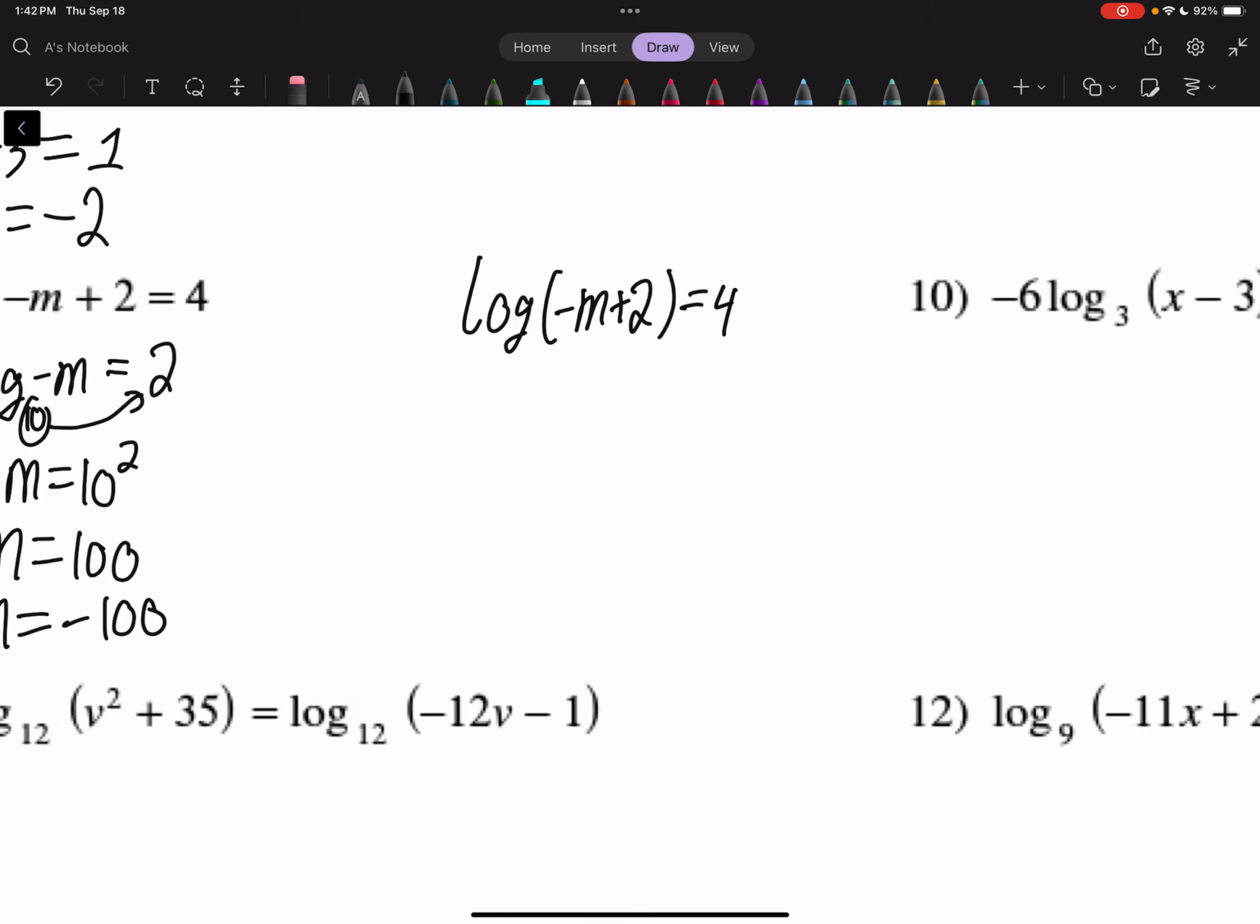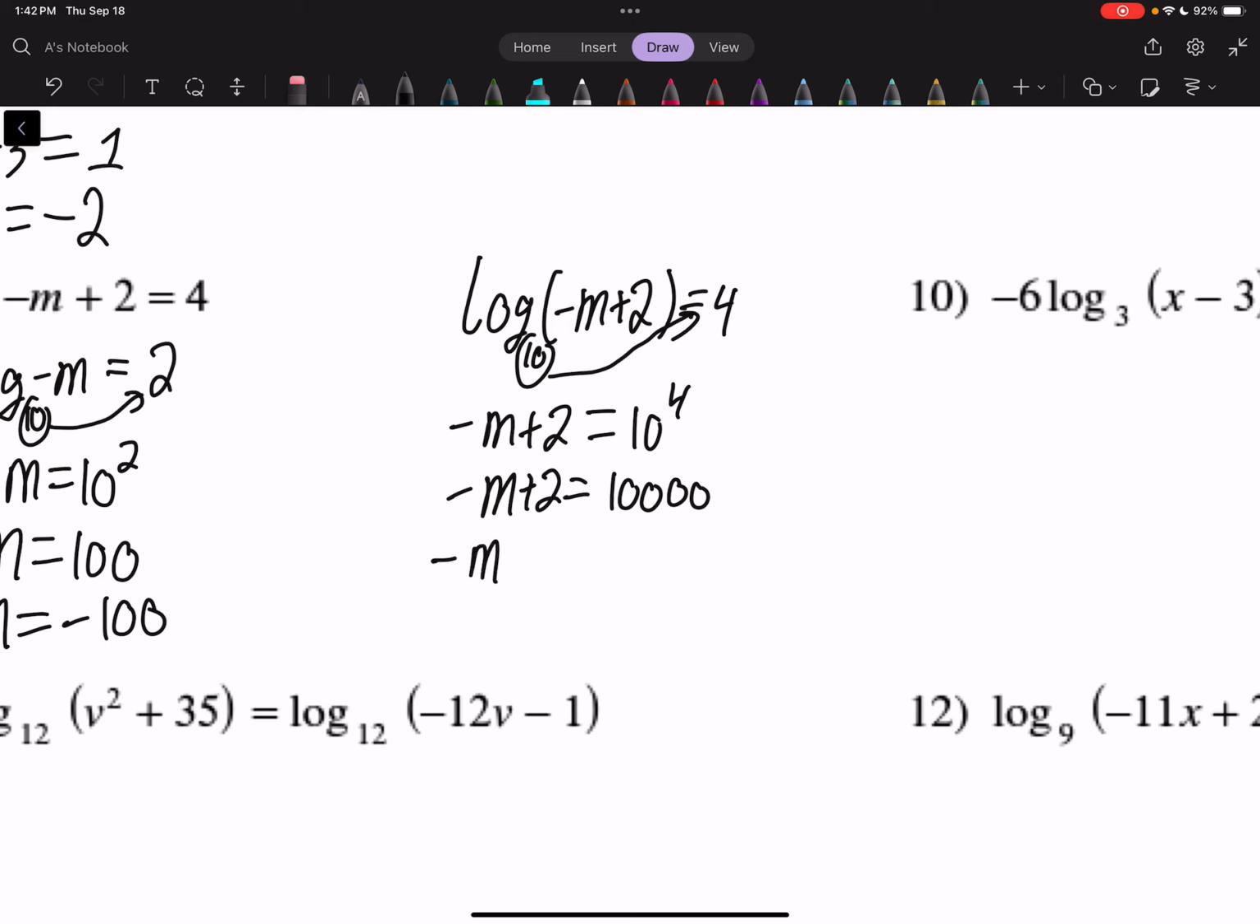With the grouping here, I have that base 10. I'm going to shove under the 4. So I have negative m plus 2 equals 10 to the 4th power. Negative m plus 2 is equal to 10,000. So m is negative 9,998. If nothing else today, you learn from this problem, parentheses matter. They matter a lot.